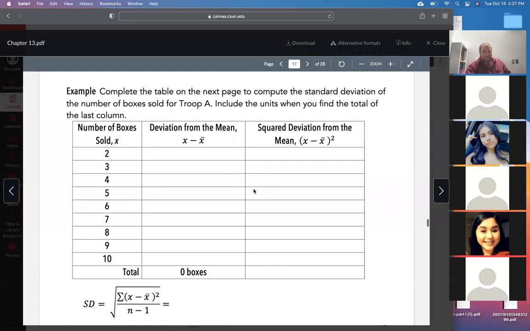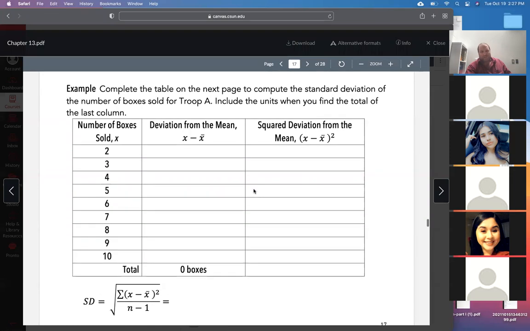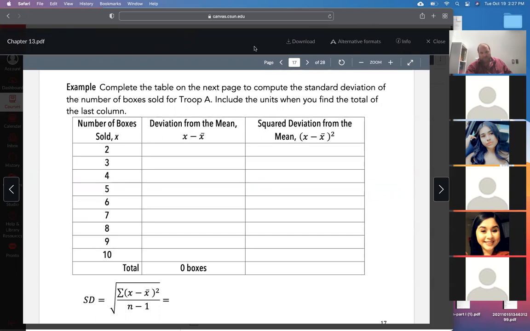So let's go ahead at least once and calculate the standard deviation for troop A. If you recall, for troop A, the boxes were 2, 3, 4, 5, 6, 7, 8, 9, and 10. What was the mean of these guys?